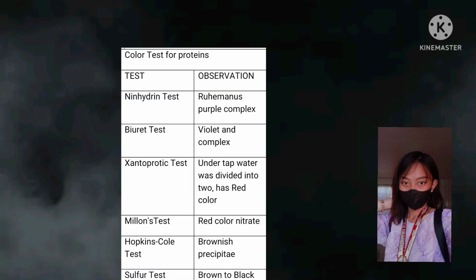For our observations for the different tests, the first one, ninhydrin, has a reddish purple complex. For biuret, it has a violet colored complex. For xanthoproteic, the solution was divided into two and it also has a red color. For Millon's test, the fluid was a red color nitrate. For Hopkins-Cole, a brownish precipitate. And for the sulfur tests, we have a brown to black precipitate.